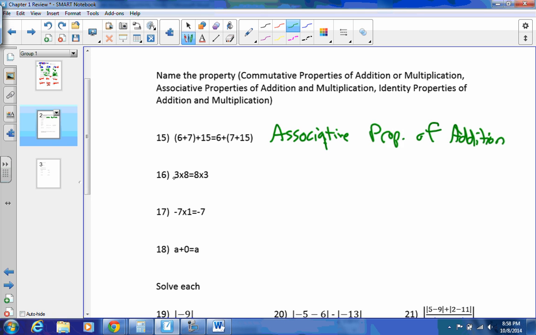Now, 16. 3 times 8 equals 8 times 3. Looks like they just changed the order there. So if you think of changing order, you think of commutative property, of, no, this one's of multiplication. All right. Ooh, multiplying by a 1. I don't get confused between a -1 and a 1. This is multiplying by a 1, and it did not change its identity, so that's the identity property of multiplication.